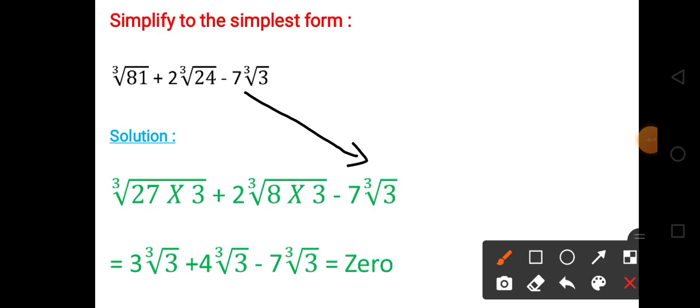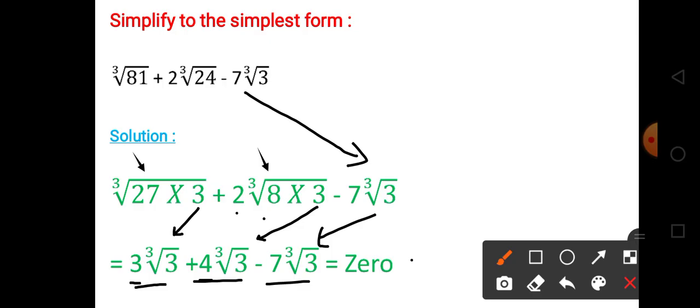Okay? Here we have cube root 27 is perfect. Cube root of 8 is perfect. Cube root of 27 equal 3 and put cube root 3 the same here. Cube root of 8 equal 2. 2 multiplied by 2 equal what? Equal 4. And write cube root 3 same. And put negative 7 cube root 3. Let's solve it. 3 cube root 3 plus 4 cube root 3 equal 7 cube root 3 minus 7 cube root 3, of course equal what? Equal 0.